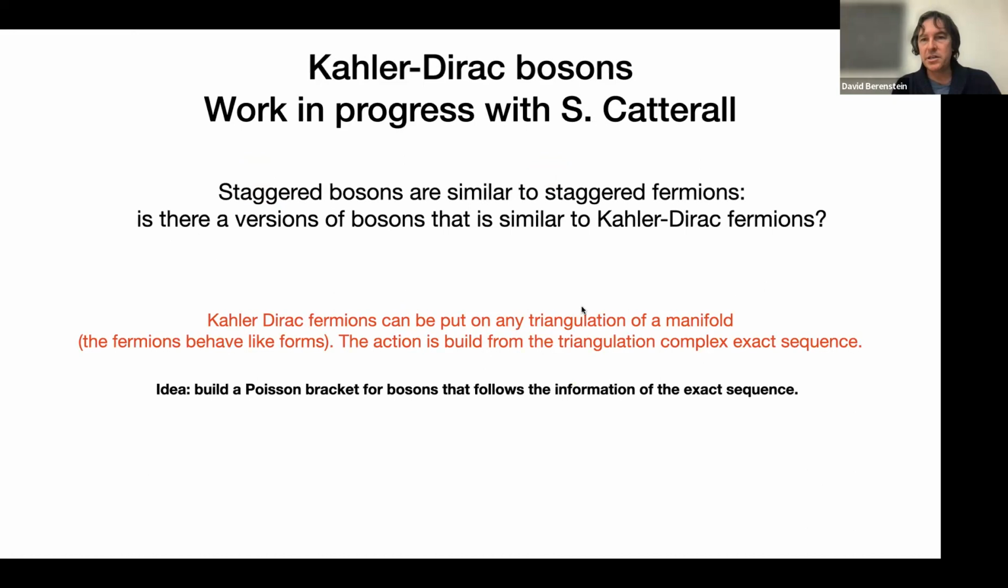Okay, so what's special about Kähler-Dirac is that you can put it on any triangulation of a manifold, so you can have some very complicated non-trivial geometry. And this is where you've kind of twisted in the sense of supersymmetry, where you go from fermions to forms.